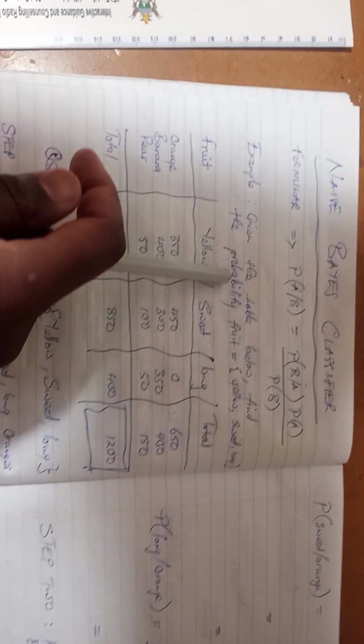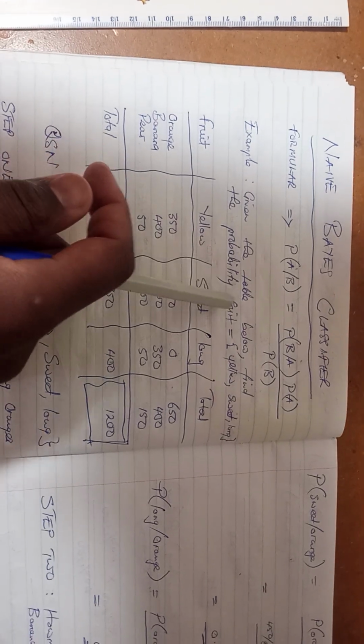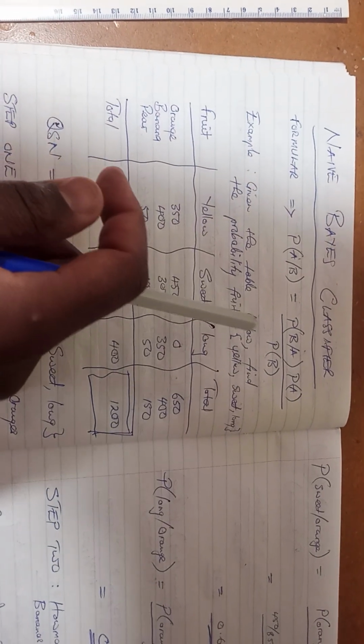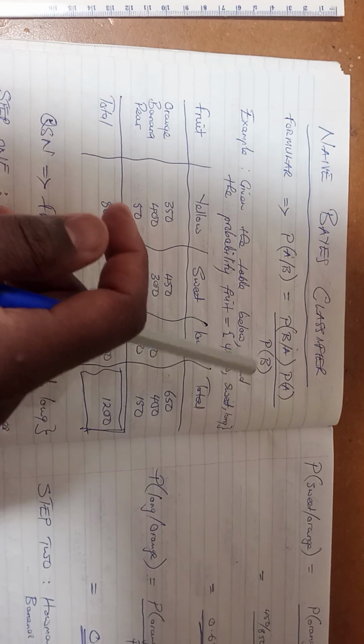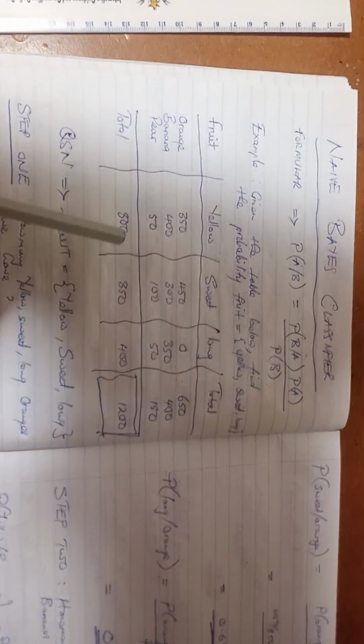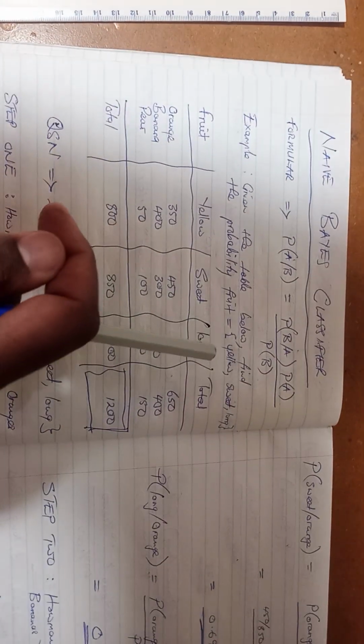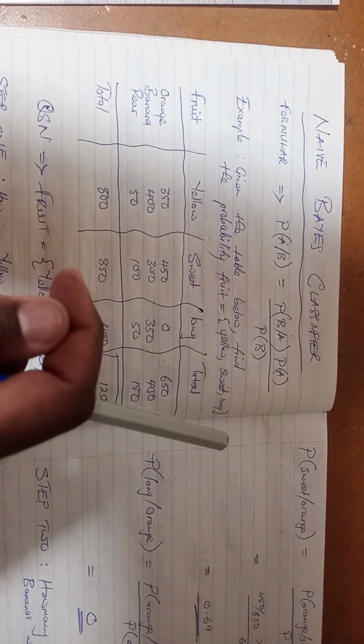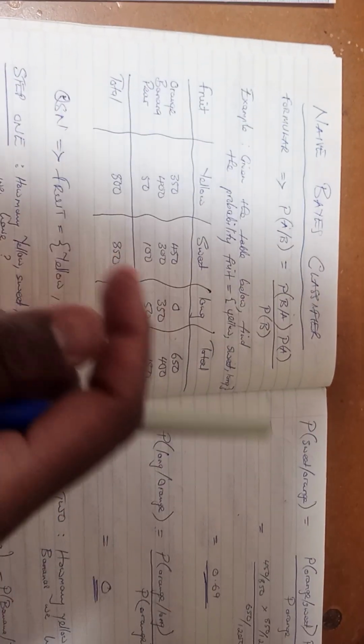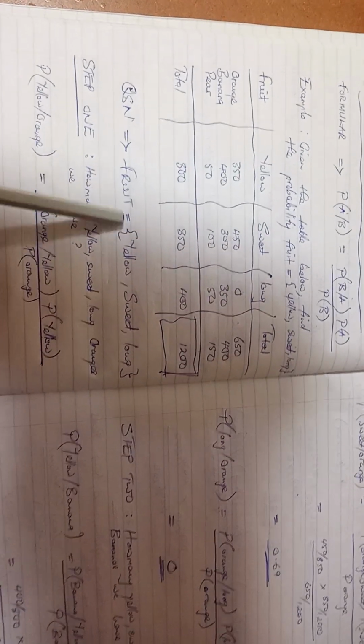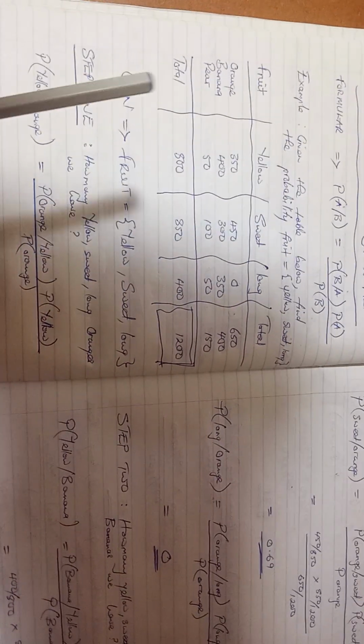Given the table below, find the probability that the fruit is yellow, sweet, and long. Given this table, we want to find out which fruit has these characteristics: yellow, sweet, and long. So we're talking about the structure of the fruit. I put the question in caps here. So the probability of the fruit being yellow, sweet, and long. So we want to get into this.